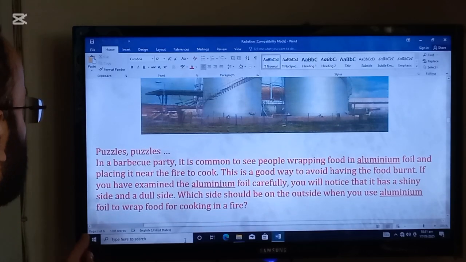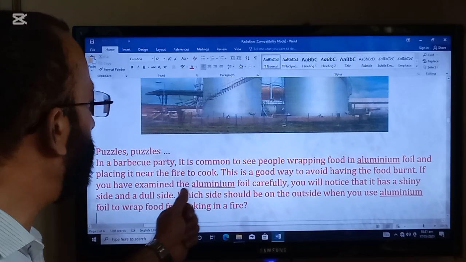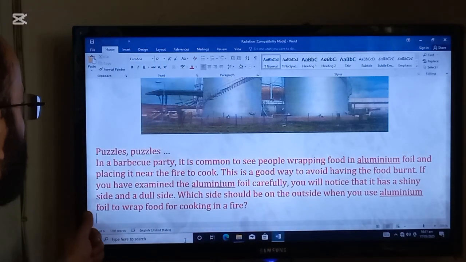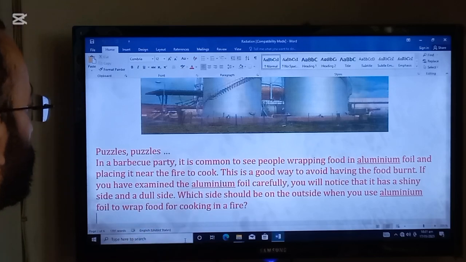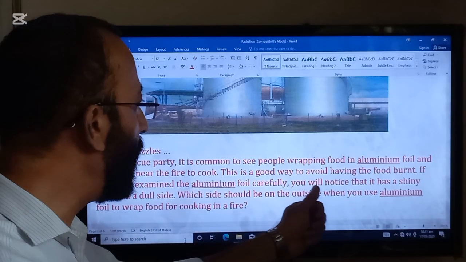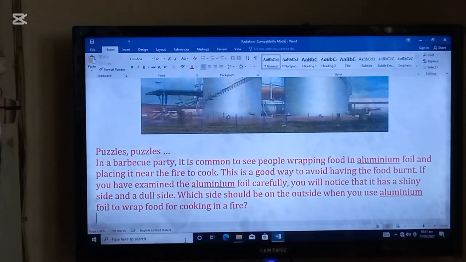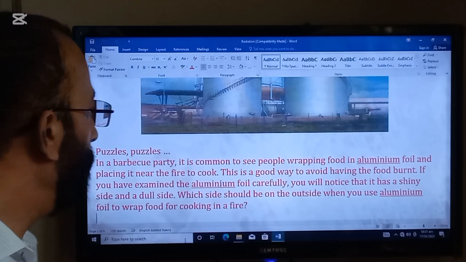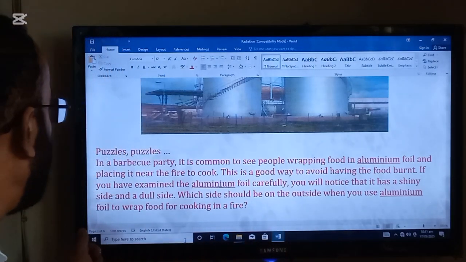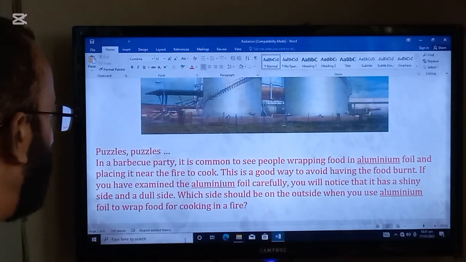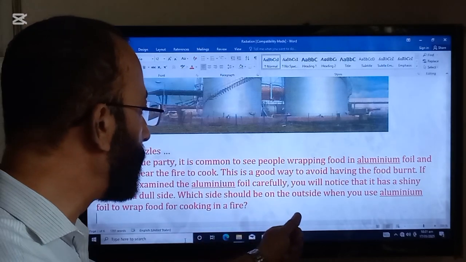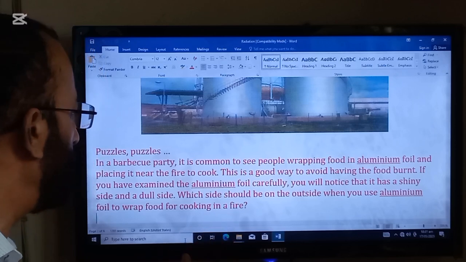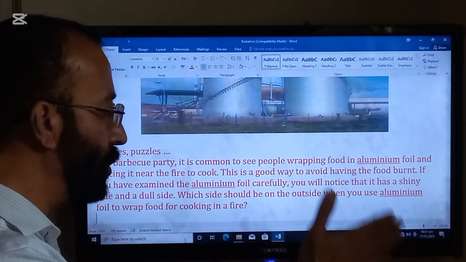A puzzle: in a barbecue party, it is common to see people wrapping food in aluminum foil and placing it near the fire to cook. This is a good way to avoid having the food burned. If you have examined the aluminum foil carefully, you will notice that it has a shiny side and a dull side. Which side should be on the outside when you use aluminum foil to wrap food for cooking in a fire? So, the dull surface should be inside.